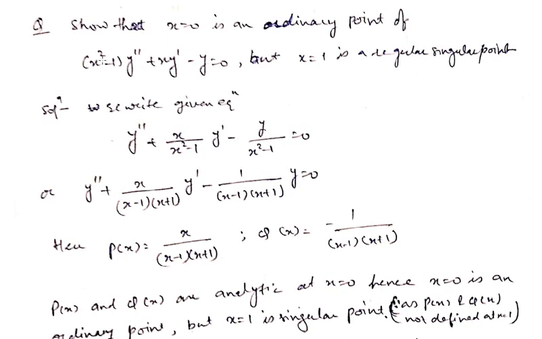y prime minus 1 upon x square minus 1, 1 upon x square minus 1 is q, into y is equal to 0. Now from here, at x equals 0, p will give us a finite value, and similarly q will give us a finite value.